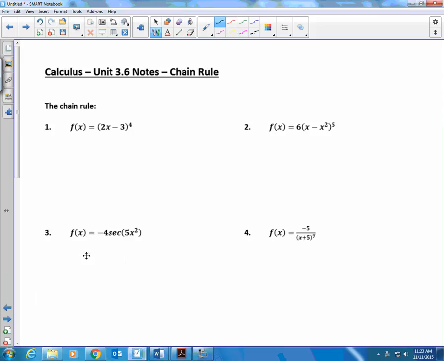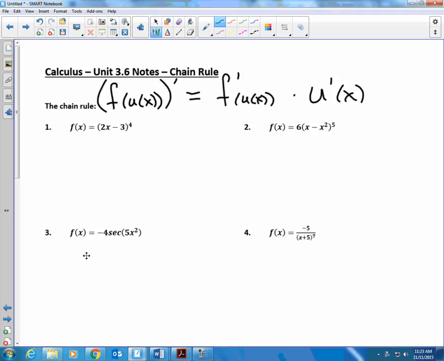This is in your notes. The chain rule is what we call it. And the chain rule says this. If you have a composition function, say f of u of x, and you're going to take the derivative, the way we take the derivative of a composition function is as follows. We take f prime of u of x, and we multiply that by u prime of x.